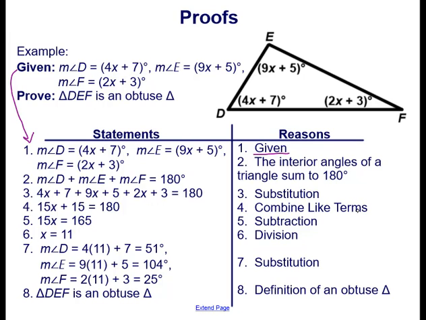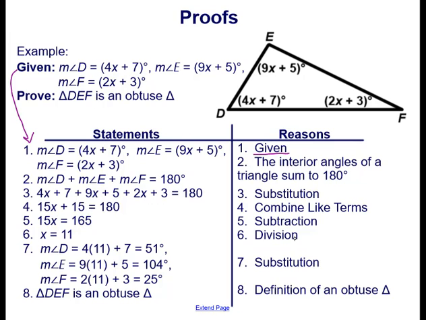And then to solve for x, we have our next two lines. Instead of 15x + 15 = 180, the next line is 15x = 165 because we're subtracting 15 from both sides. So the reason is subtraction. And then line 6 is x = 11 because the reason is we're dividing both sides by 15. So that would be division.